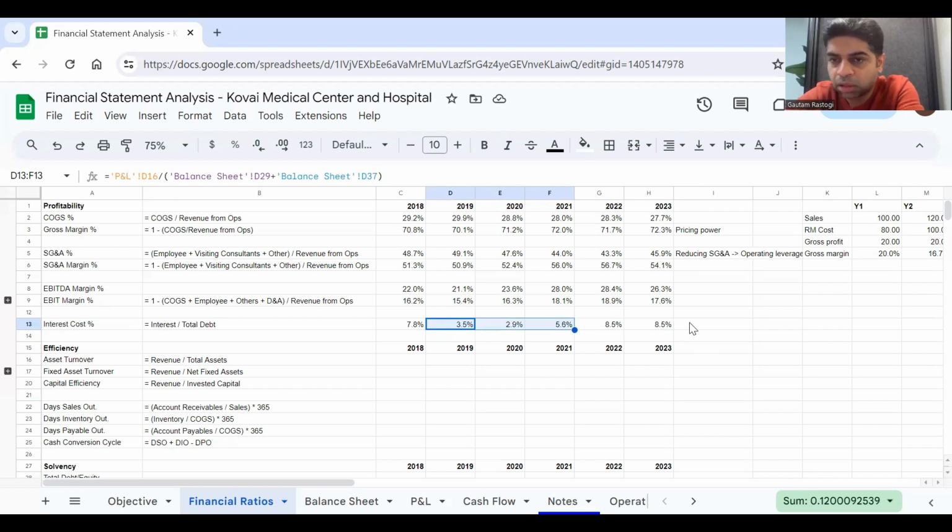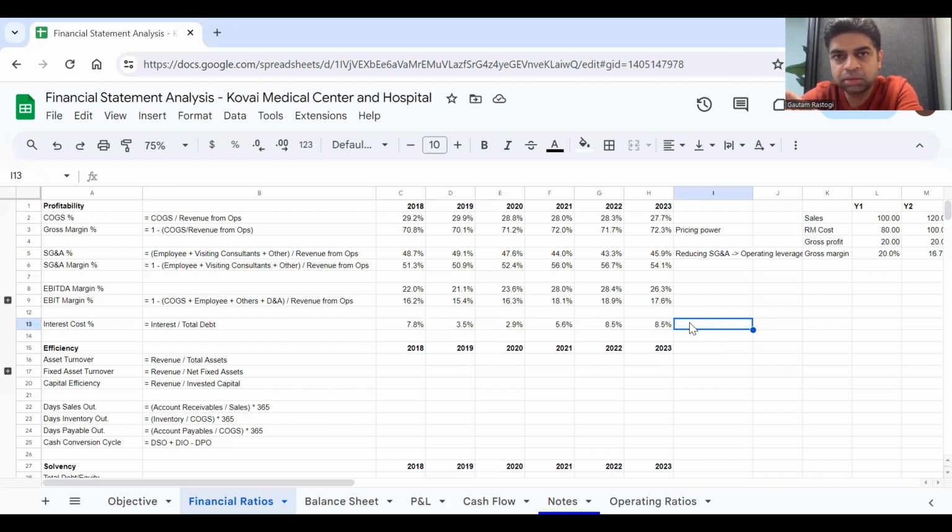There could be two things that could be happening. Either they could be capitalizing their interest costs, or some of these loans could be foreign loans. In the US, the interest cost is lower than in India, right? For example, so that needs to be investigated, right? Okay.